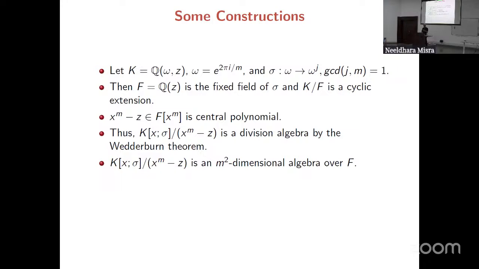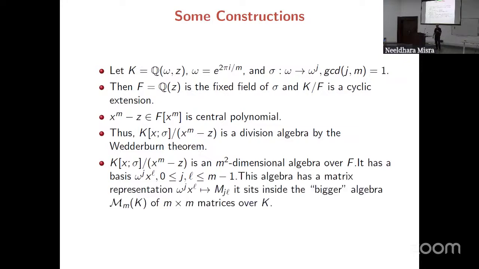You can see that it's an m square dimensional algebra over F. Why? Because there are 2 degrees of freedom. You have powers of omega. There are m powers of omega, 0 to m minus 1, and m powers of x as well. So omega to the j, x to the l, there are m square choices, and all these things together give you an m square dimensional algebra. And what's more, it sits nicely inside the m by m matrix algebra.